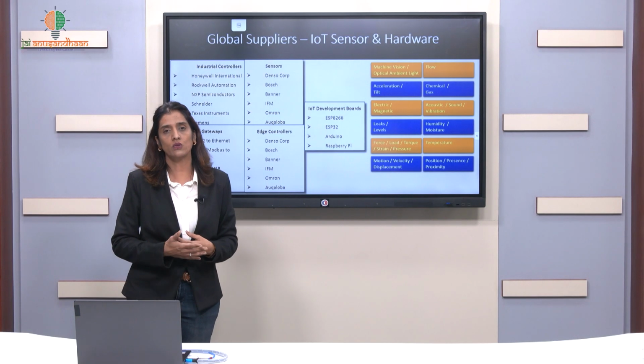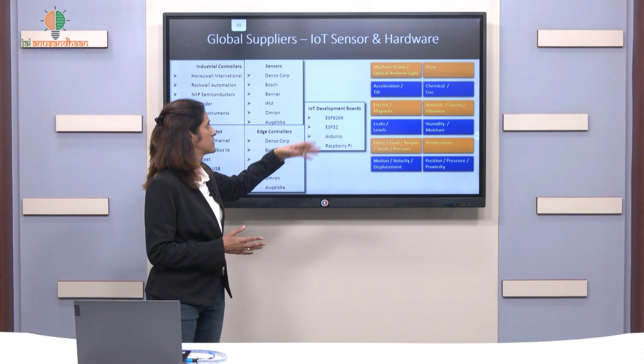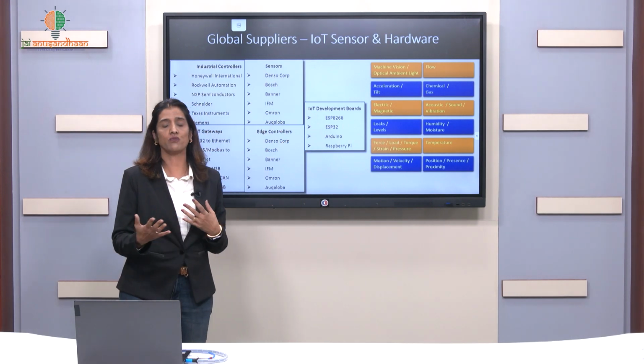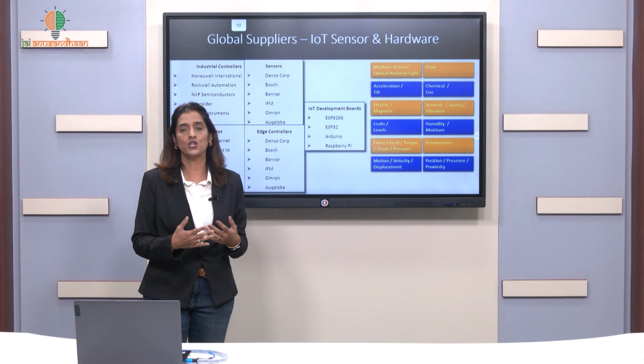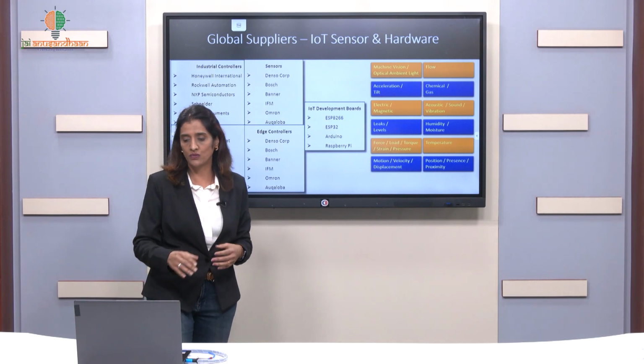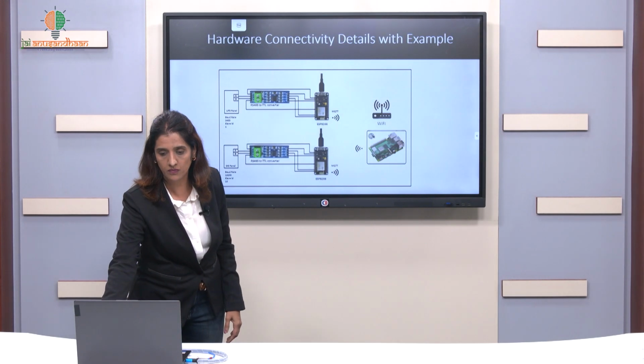When I talk about the sensors, these are the different sensors to get the parameters of any machine. Just to read the parameters like machine vision, flow, acceleration, chemical, electric, acoustic, leaks, humidity, force, load, temperature. So these are different types of smart sensors out of which you can read the data of the machine.